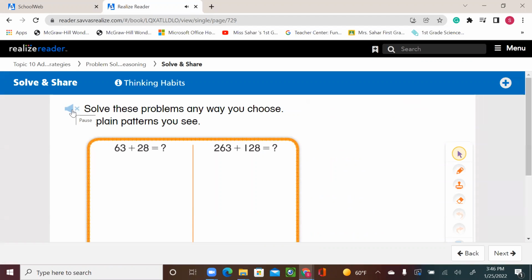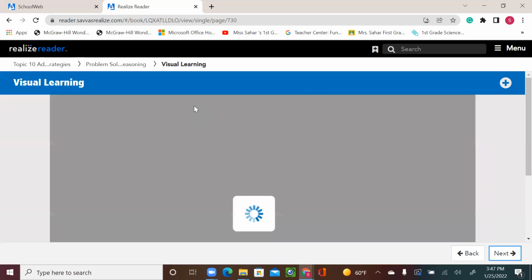Solve these problems any way you choose. Explain patterns you see. 63 plus 28 equals blank. 263 plus 128 equals blank. Okay, so we know that we have different ways. We can use open number lines, we can use partial sums, and we can also use the place value blocks. So let's see our video and come back and answer these questions.